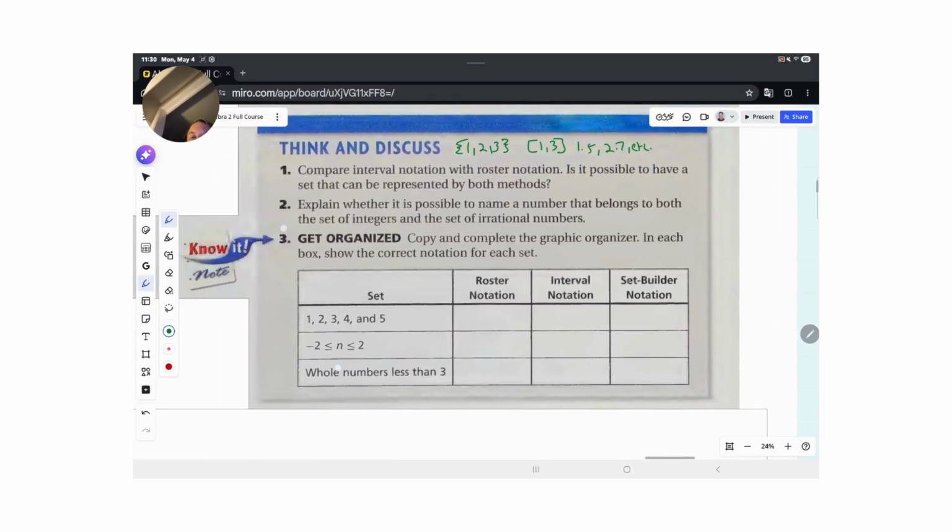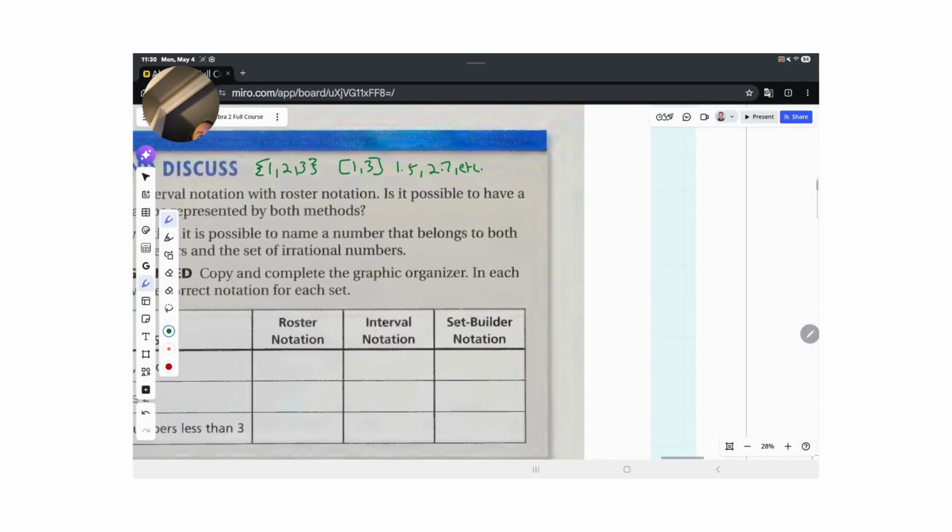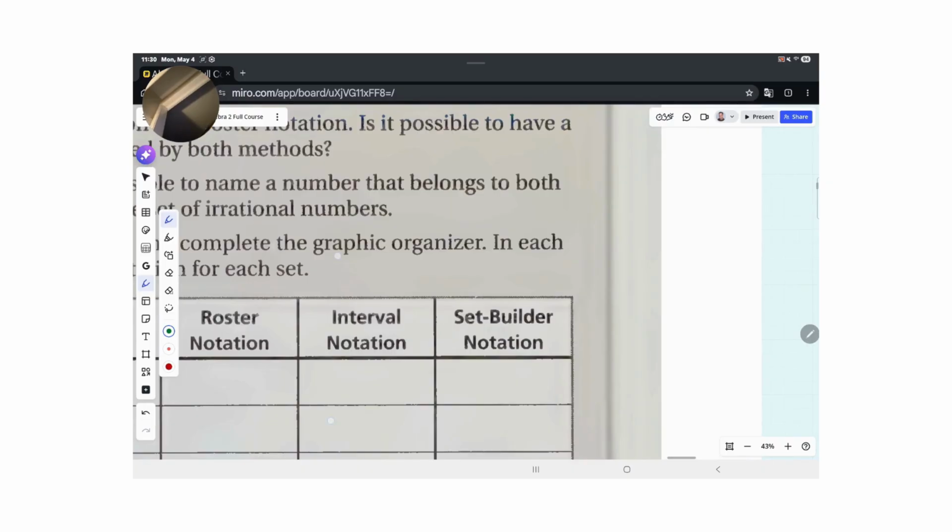All right, what about number 2? Explain whether it is possible to name a number that belongs to both the set of integers and the set of irrational numbers. Now let's think about what integers are and what irrational numbers are, what we've been discussing here in 1.1. Every integer can be written as what kind of fraction, for example? Every integer can be written as n over 1, which is a ratio of 2 integers. So every integer is rational.